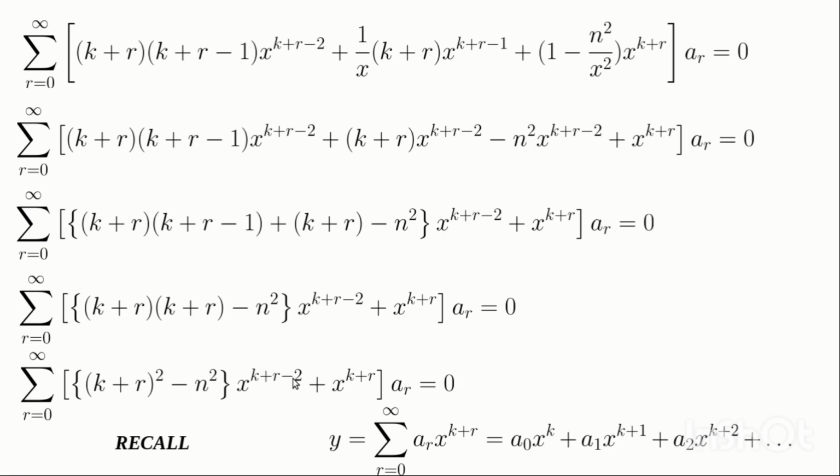Because we have minus 2, we will find the points a naught and a1. If here were to be minus 3, we'll find a naught, a1, and a2. If here were to be minus 1, we'll find a naught alone. Exactly. So let's go and find out the points at which we have a naught in this equation and a1.